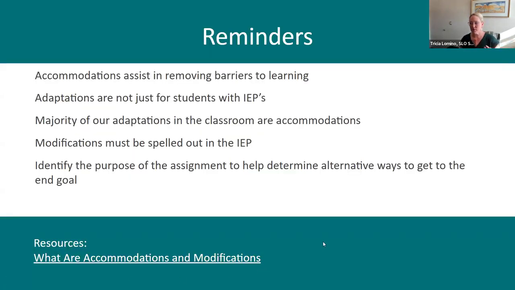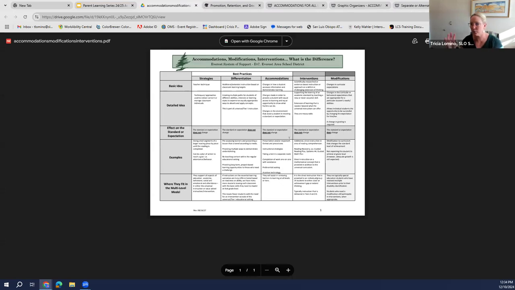Okay, so just some reminders that accommodations assist in removing barriers. Adaptations are not just for students with IEPs, so that's why we have universal supports. The majority of our adaptations to the classroom are accommodations. The modifications must be spelled out in the IEP. And then we must identify the purpose of the assignment to help determine alternative ways to get to the end goal. There's another link here with resources. And this has it broken apart again. So just a different way to look at it and provide some more examples for you to check out.